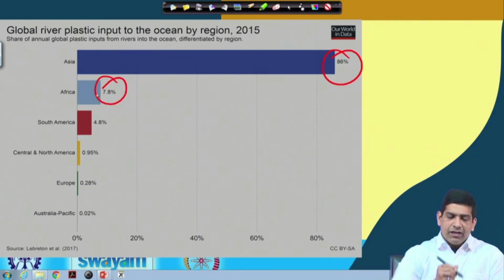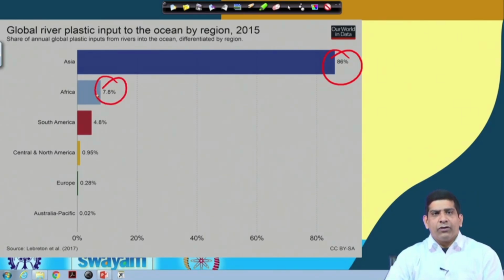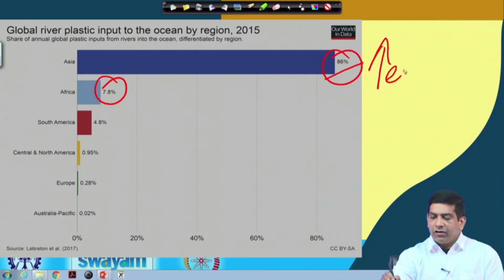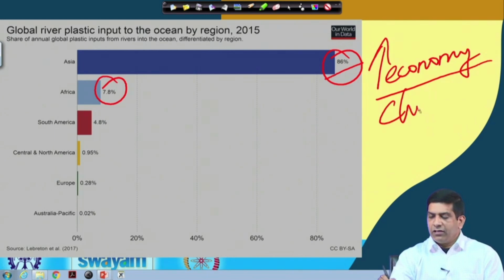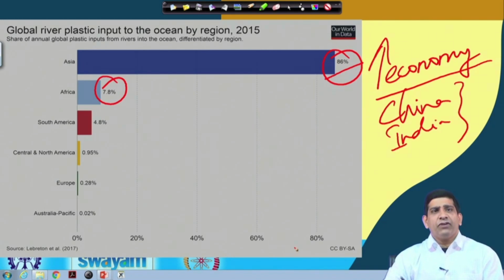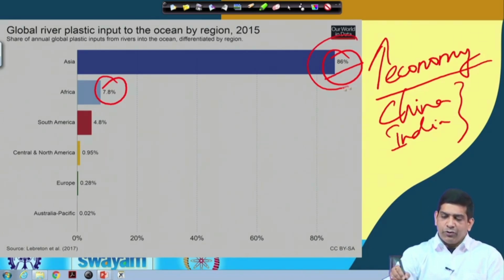Africa, 8%. Another thing to think about is that many of these Asian economies are developing, and the economy is going up. As the economy improves in China, India, and many of these South Asian countries, we are using lots and lots of plastics, and these plastics are not managed properly. Our waste management system has not developed that much. So we are using lots of plastics but not managing them properly, and they are ending up contributing to this particular number.